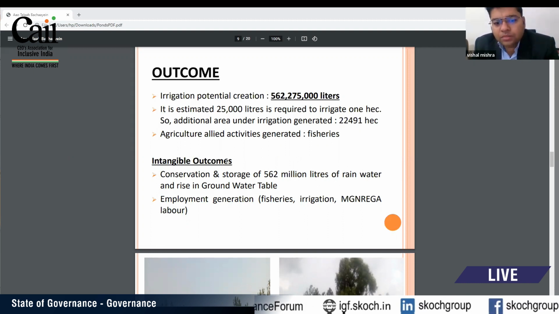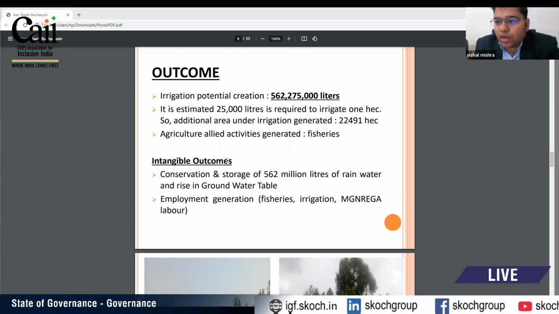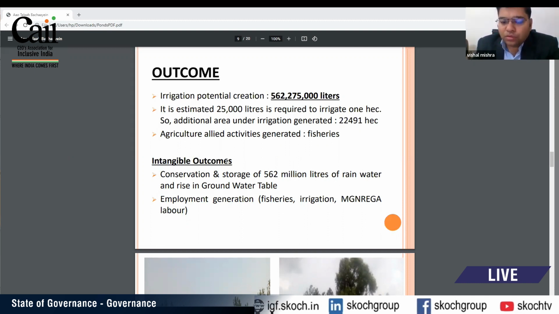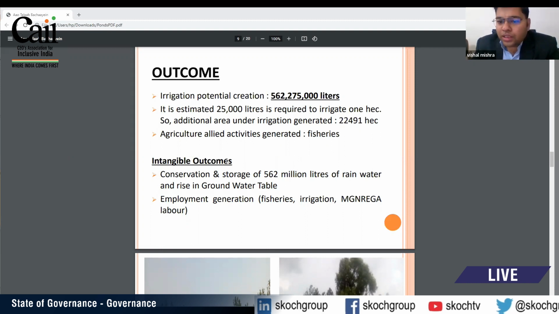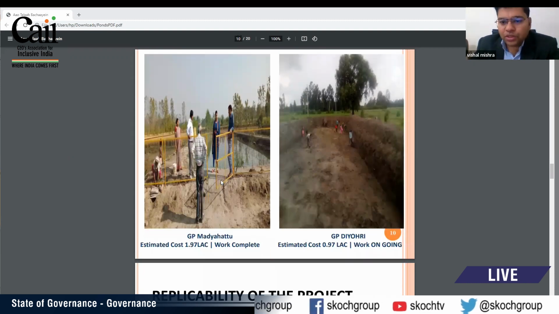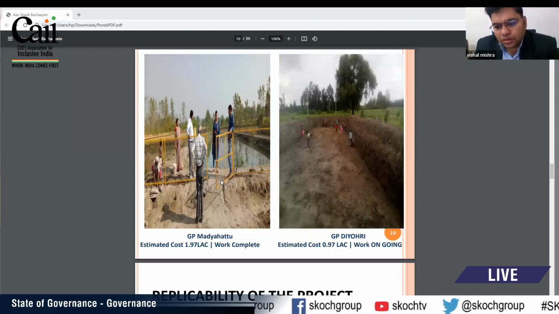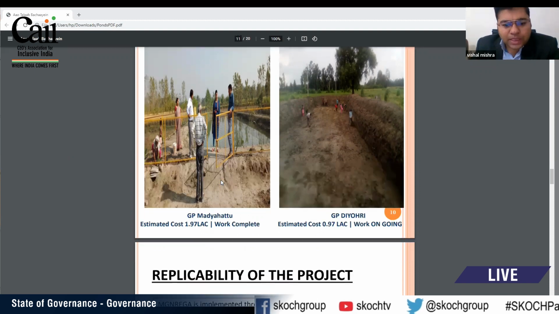There are some intangible outcomes also, like employment generation, and there are many migratory birds who are coming to the bigger ponds, because in Udham Singh Nagar there are 7 big water bodies. So migratory birds are also coming to those water bodies now. They are coming to the nearby ponds also. Here are a few pictures which show work under process and also the work which has been completed.